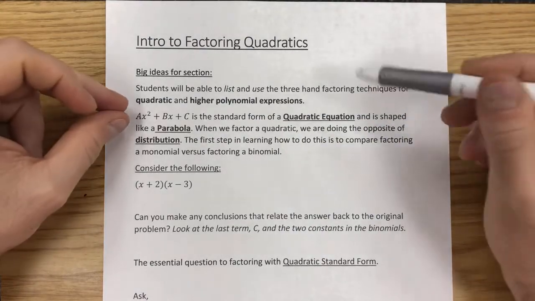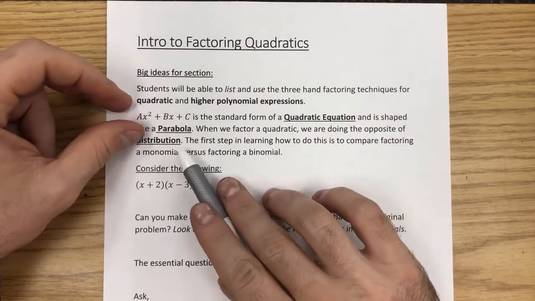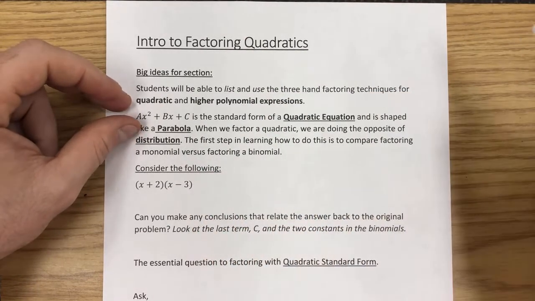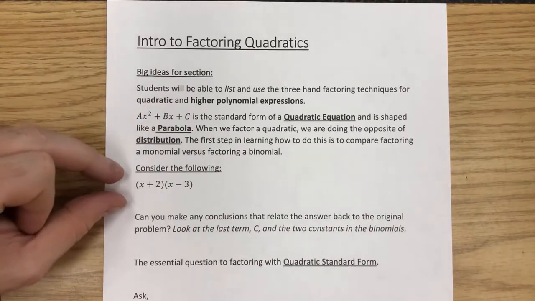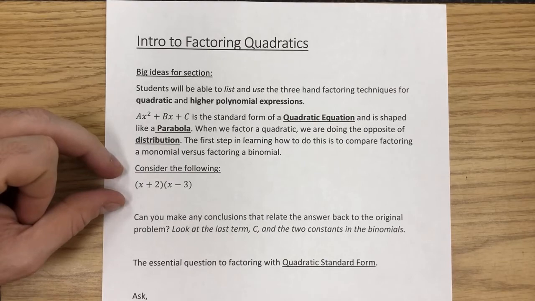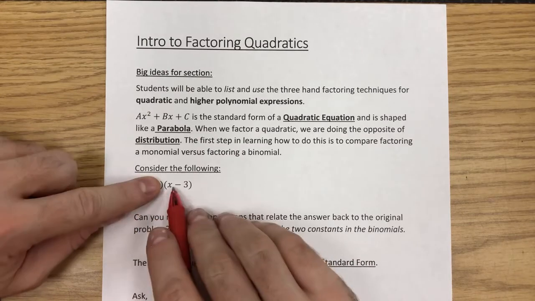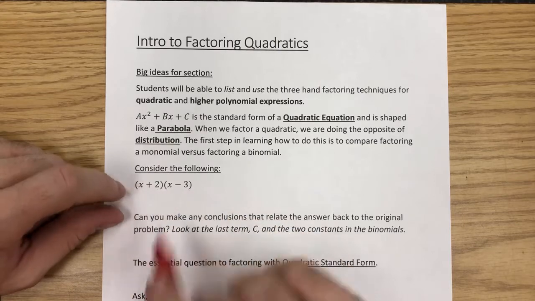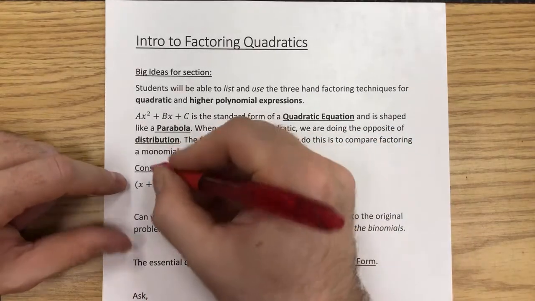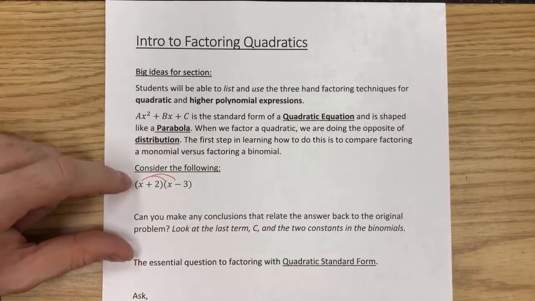Now, the whole idea of factoring is that we're going to be undoing the form of distribution. We all recognize what distribution is when we see two binomials multiplied together. If we were to see this, we would know that I need to multiply everything outside this parenthesis, the 2 and the x, times everything inside the parenthesis. So I would take my x and multiply it times both of my other terms.